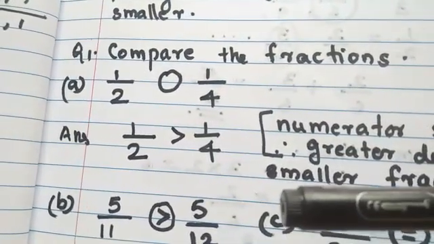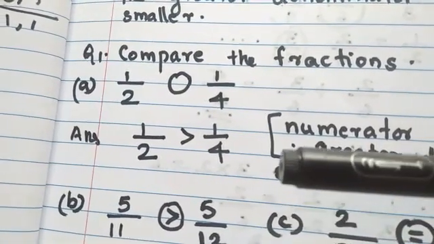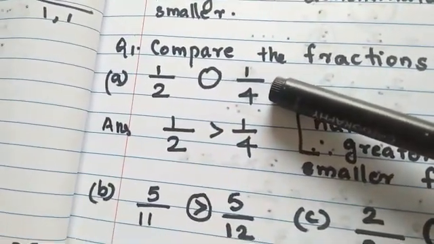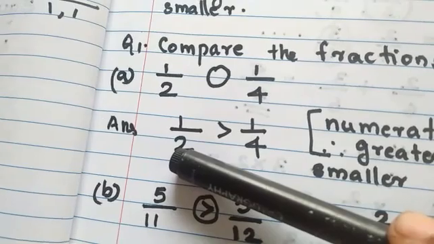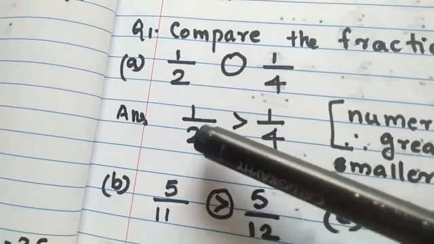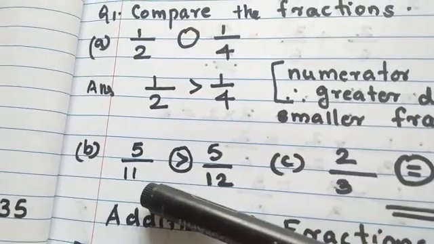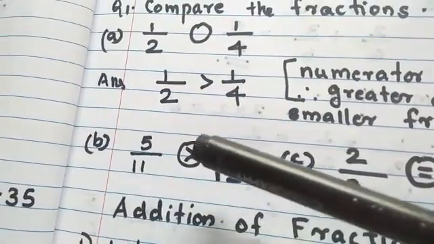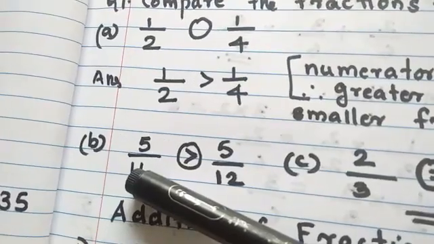So question, compare the fractions without writing LCM or writing equivalent fractions. We can compare these fractions. 1 by 2 and 1 by 4. Here numerators are same. So the smaller denominator will be the greater fraction. So we can write 1 by 2 greater than 1 by 4. Next question. 5 by 11, 5 by 12. Which is bigger? 5 by 11 is greater than 5 by 12. Smaller denominator will be the greater fraction.